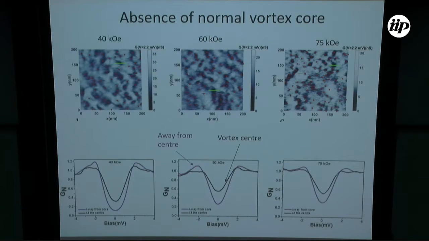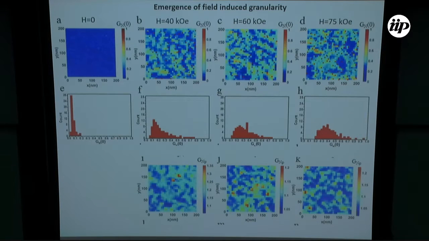Now, these vortices, I showed you, they form these lines which seem to fragment the superconducting state. To look at this more carefully, we have measured the full conductance over this 32 cross 32 matrix in this area. And this is at H equal to 0. If you look at the zero bias conductance, it's essentially uniform and close to 0 everywhere. But now it starts forming long tails. You have a large variation as you apply magnetic field. And this is the distribution of the zero bias conductance.